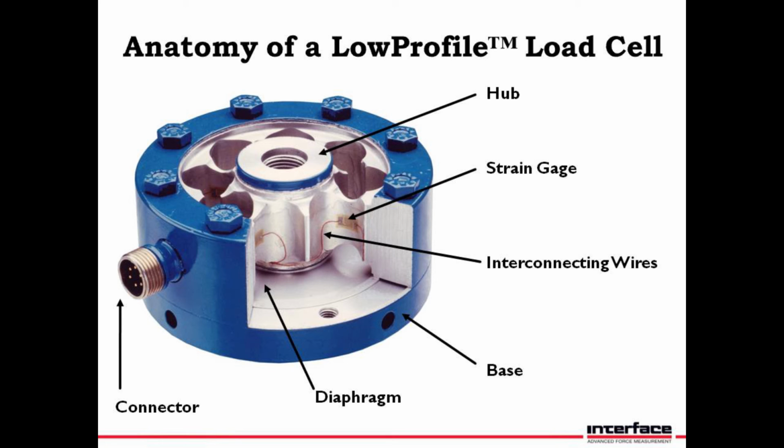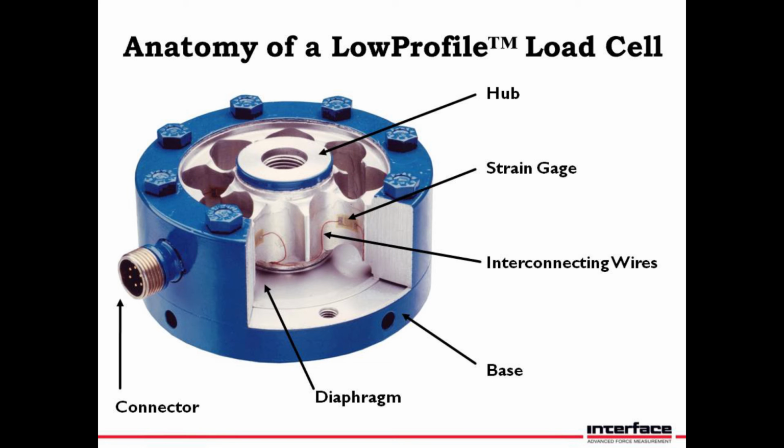Starting from the top going down, the hub is the center of the load cell. It's got the center mounting threads, and this is where you would mount from the top, and from the bottom there's a thread that matches on the base.